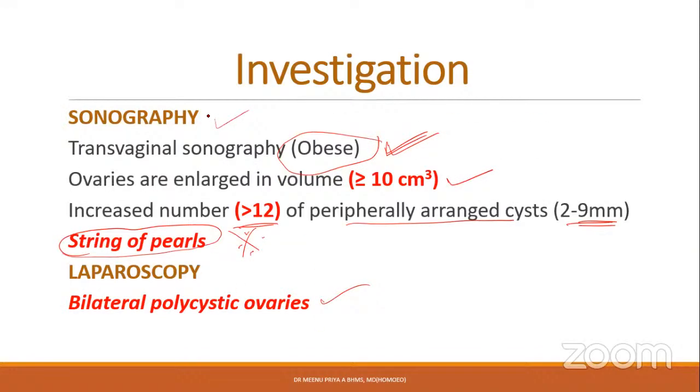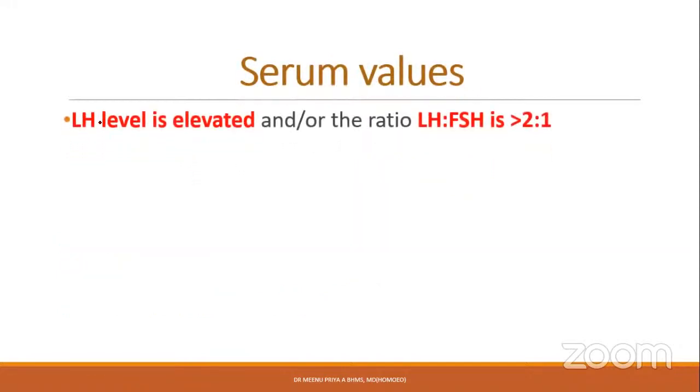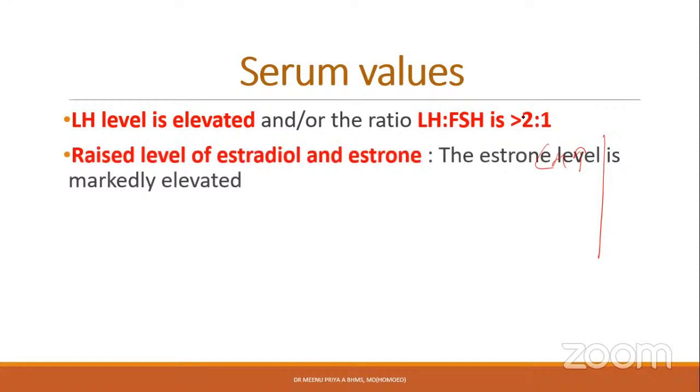Serum values. So it is investigation. Along with sonography, serum investigation should be done. So serum values, just remember, LH is increased, and LH-FSH ratio is more than 2:1. This can be made into a question. It is asked in the question. So raised level of estrogen.